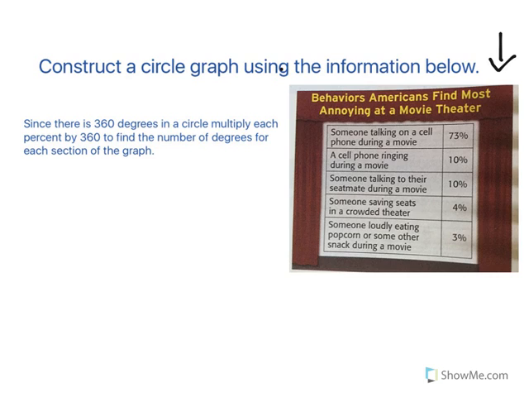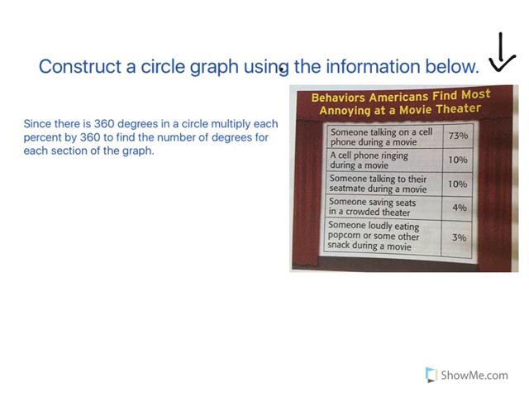Someone talking on a cell phone during a movie, 73% of Americans find that very annoying. A cell phone ringing during a movie, 10% find it annoying. Someone talking to their seatmate during a movie, 10% find it annoying. Someone saving seats in a crowded theater, 4%. And someone loudly eating popcorn or some other snack during a movie, 3% find it most annoying.